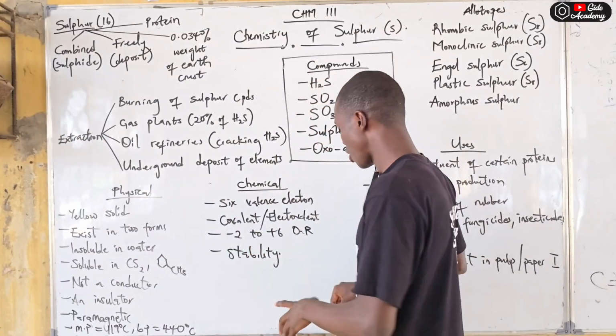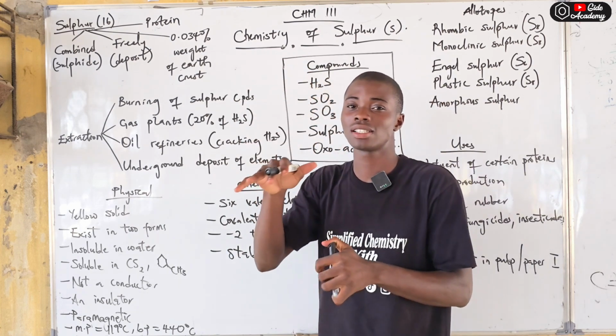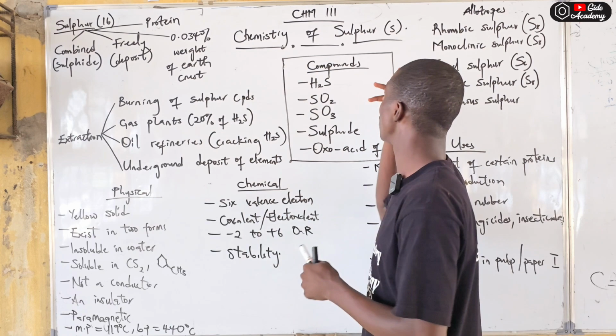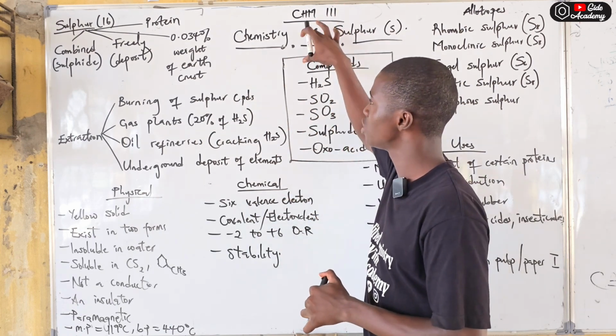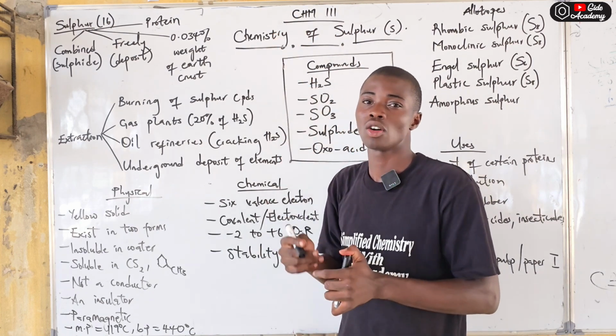Good everyone, I welcome you to another episode of chemistry of metals and non-metals. In this particular video, we'll be working on the chemistry of sulfur, which happens to be a non-metal. So in this video, we are dealing with the chemistry of what? Of sulfur. The first thing that will come to your mind is, what is sulfur?